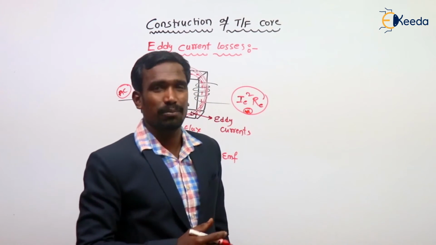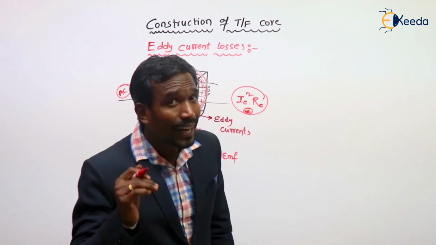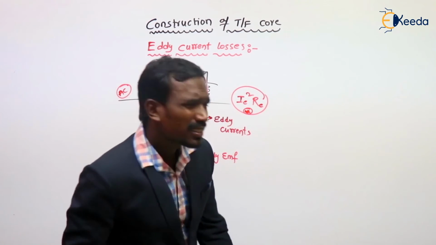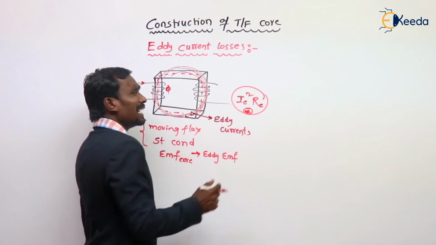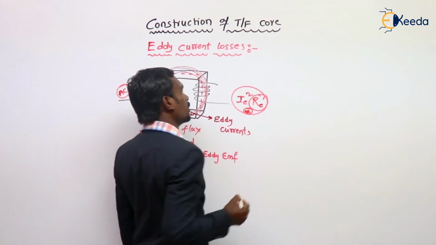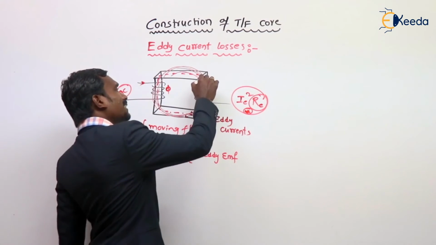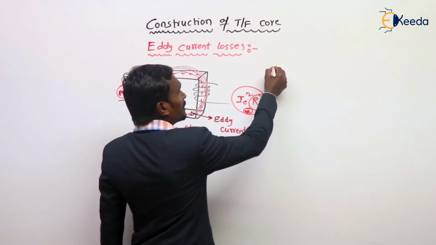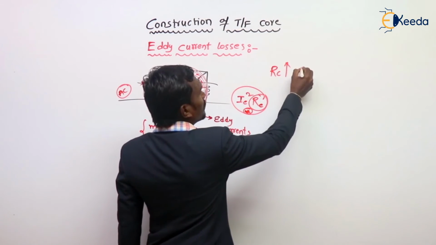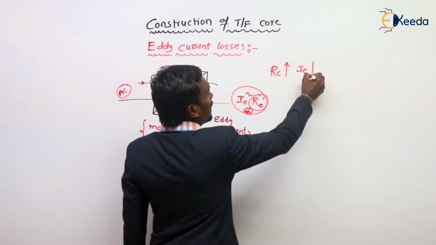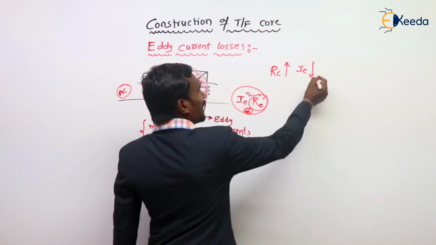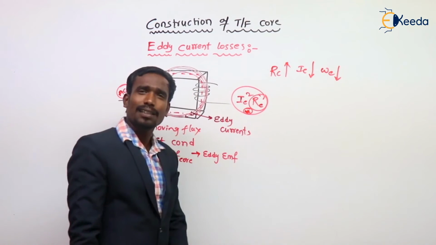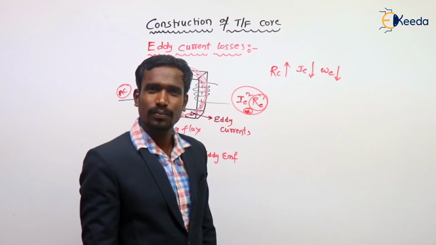How can we reduce this eddy current loss? Simply by increasing the resistance value. By increasing the resistance of the core, if the resistance of the core increases, automatically eddy currents reduce. If eddy currents reduce, automatically eddy current losses also reduce.